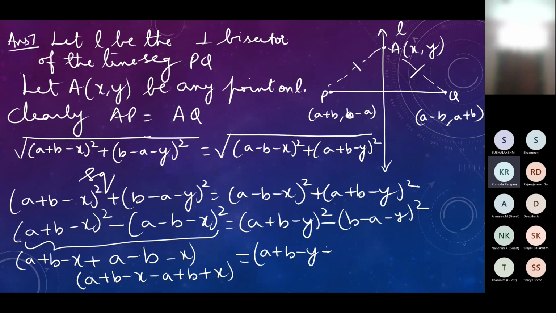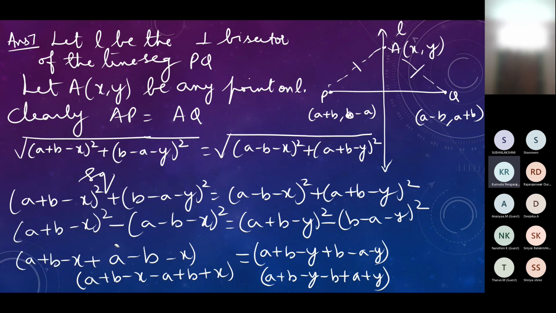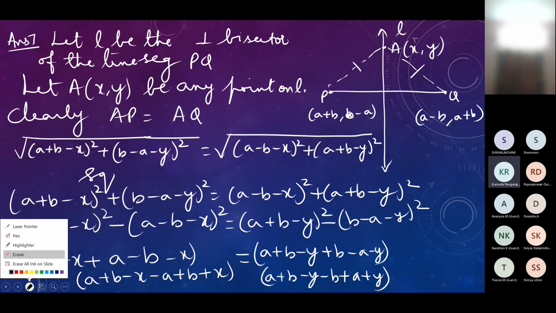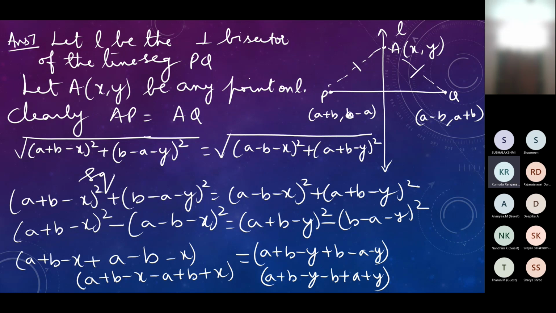So plus B minus A minus Y into, write the first term as it is and the negative of the second term. So it will be minus B plus A plus Y. We have worked the LHS and RHS using the formula A square minus B square is A plus B into A minus B. Using this identity, we have worked the LHS and RHS.